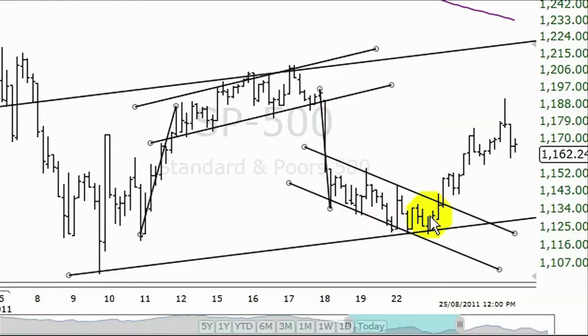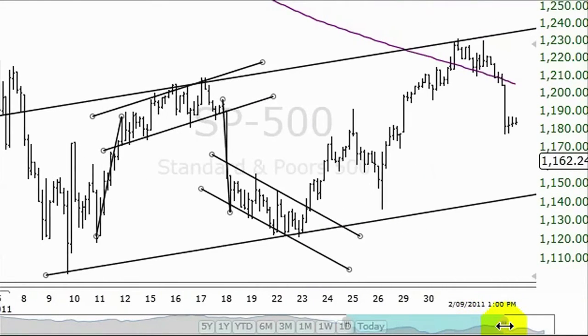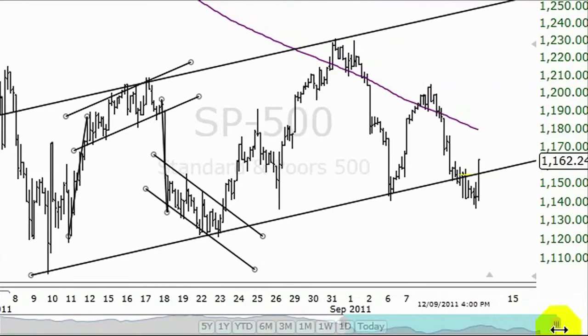This here is a bearish reversal. This here is a bullish reversal. This here is a bearish reversal, and they work time and time again. They work so well in the markets, and that's exactly what has formed right now in the market itself.